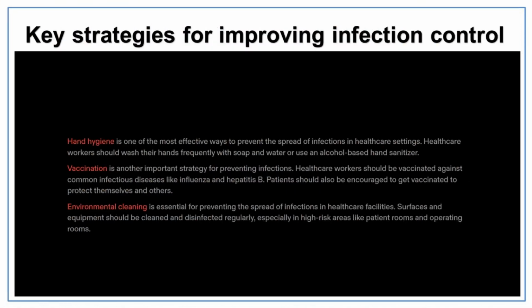Key strategies for improving infection control: hand hygiene. It's a simple and one of the most effective ways to prevent the spread of infections within healthcare settings. Healthcare providers should be washing their hands frequently with soap and water or using alcohol rub. Vaccination is an important strategy in preventing illnesses. All the healthcare workers should be vaccinated, and vaccination should be done at the community level via public health.